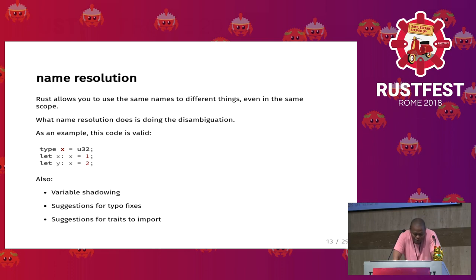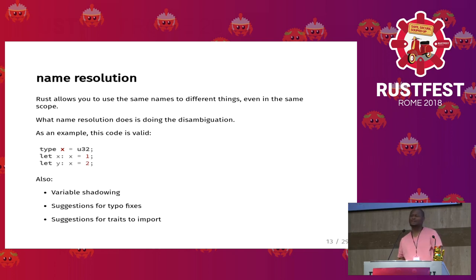Okay, it also does variable shadowing. You know what variable shadowing is? You can, for example, add on to that and say let y equals whatever type, or even the same type, and the compiler accepts it. Not all languages can handle that, by the way, which I find quite convenient. Because it knows about names, it also does things like typo fixes. It can tell if your variable name is close to another one in scope and suggest it. It also gives you suggestions for traits to import.